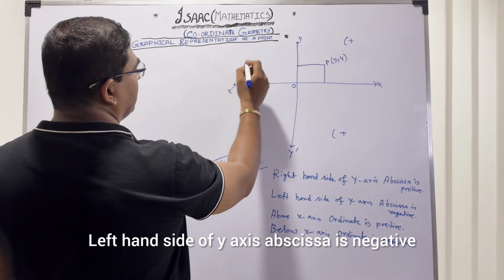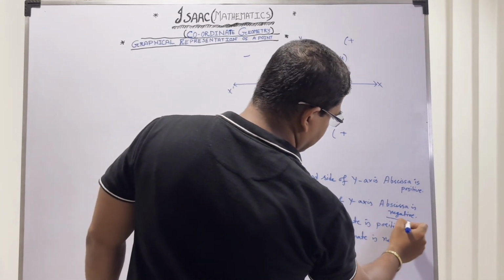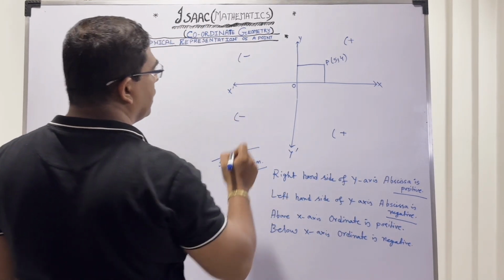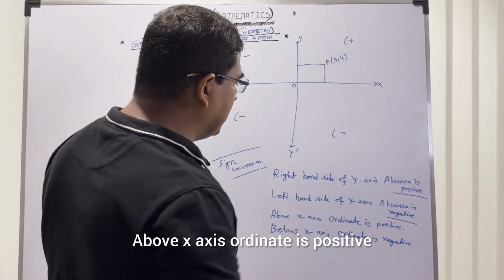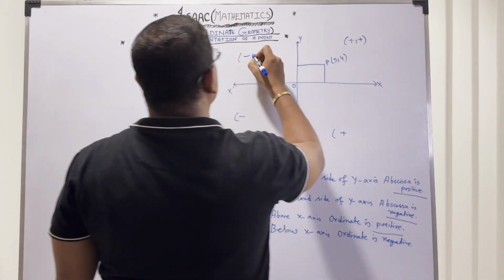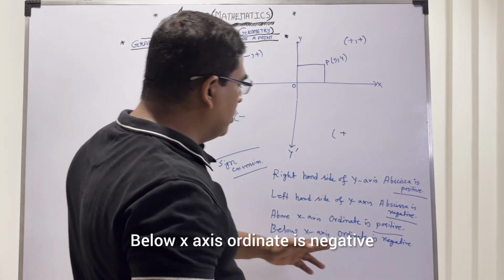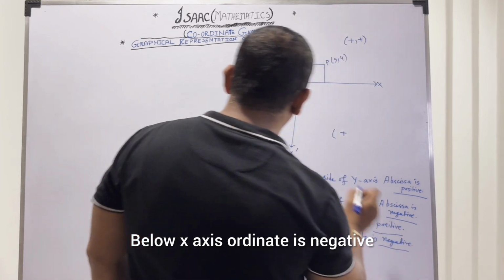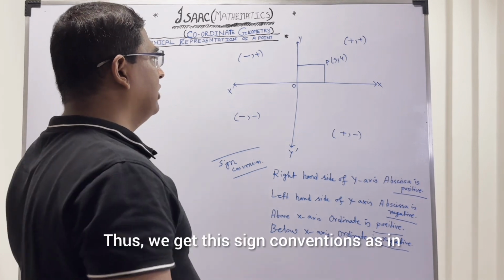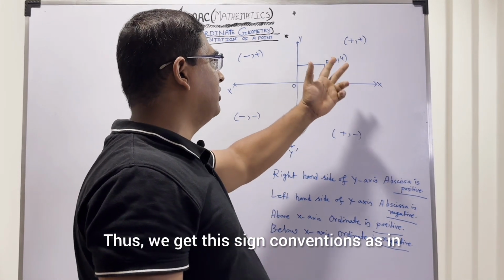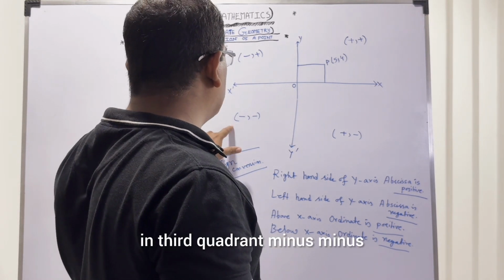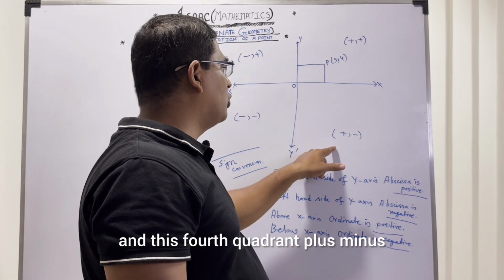Left hand side of y-axis, abscissa is negative. Above x-axis, ordinate is positive. Below x-axis, ordinate is negative. Okay. Thus, we get these sign conventions as in first quadrant plus plus, in second quadrant minus plus, in third quadrant minus minus, and this fourth quadrant plus minus.